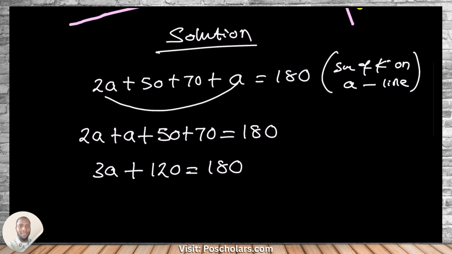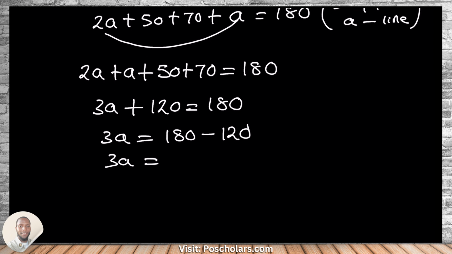Now what do we do next? We subtract 120 from both sides so as to be left with 3a. So when we do that, we have 3a is equal to 180 minus 120. This 120 has left the left hand side and is now on the right hand side, so we are left with 3a equals 180 minus 120 gives 60. We need to find the value of the unknown, which is a. To find a, we divide both sides by 3. So we have 3 over 3. Now 3 cancels 3, and we are left with only a. So a is now equal to 60 divided by 3, and 60 divided by 3 gives 20.